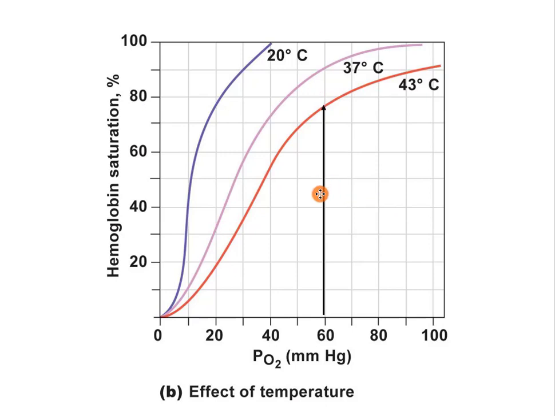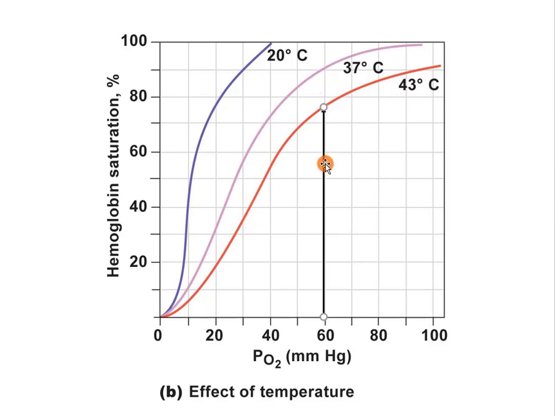So what just happened here? I'm saying to you, at a given PO2, the hemoglobin saturation is lower at hotter, warmer temperatures. Let me say it differently. At a given PO2, hemoglobin's affinity for oxygen has decreased. Meaning, instead of holding on to 90%, I'm only going to hold on to 78%.